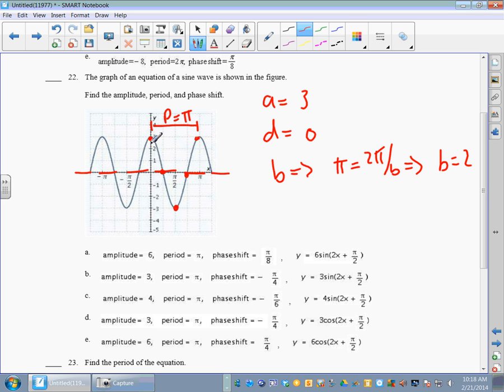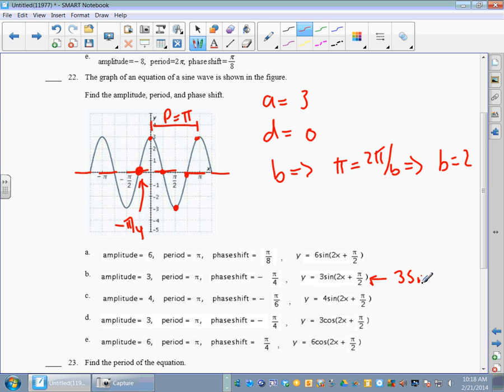Well, if I start at 0, it would be a cosine curve, wouldn't it? And that's not a choice. If I start back here at sine, that's at negative pi over 4, right? Because it's halfway. Does anybody see one that works? This one looks like it works.